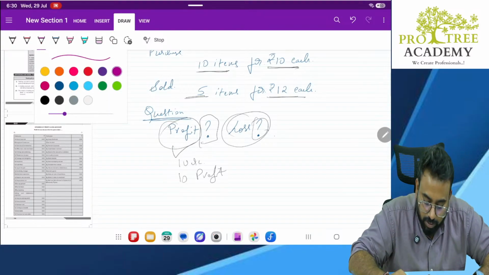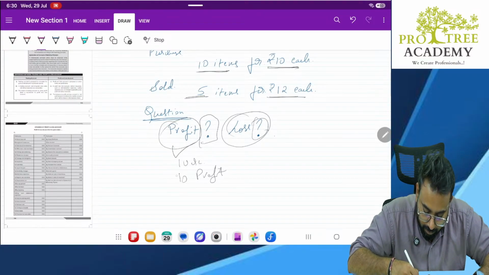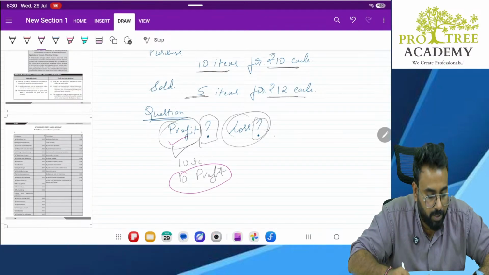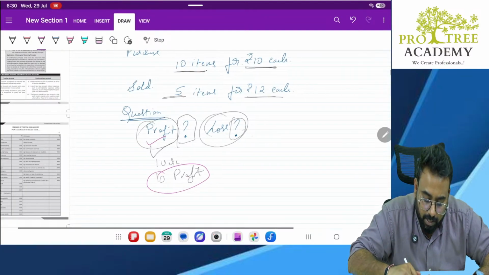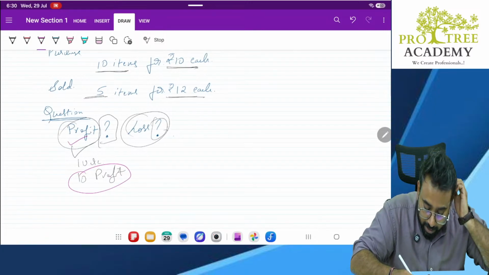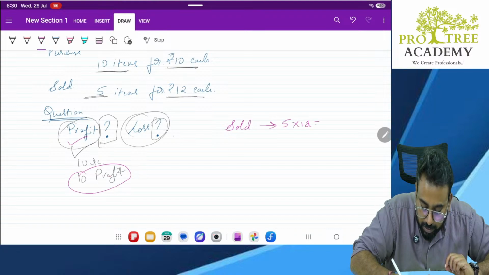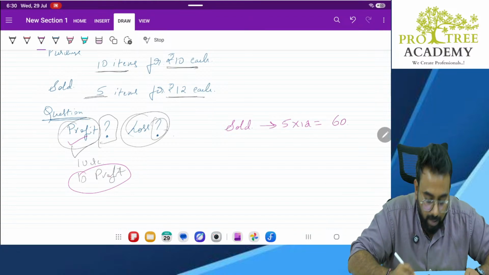Okay, so here also students are telling it is profit only, sir. And the profit will be 10 rupees. How did you calculate, Appa? Sir, how did I calculate? It is simple, sir. I sold 5 items for 12 rupees. That is 60. Right? Yes, sir.